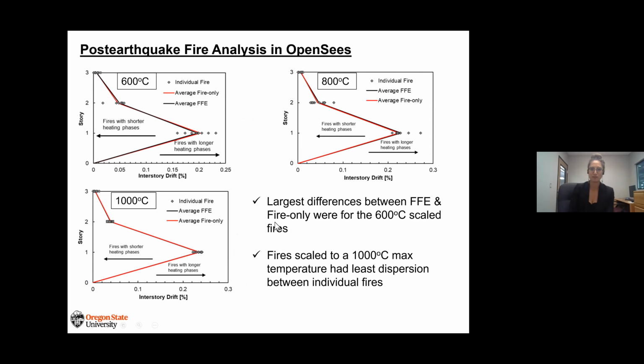So just some results that we found. What I'm showing you here is the interstory drift percentage in the story here. So we found that regardless of the maximum temperature of the fire, fires with shorter heating phases resulted in a lower interstory drift, and fires with longer heating phases, we saw more movement of the structure itself.